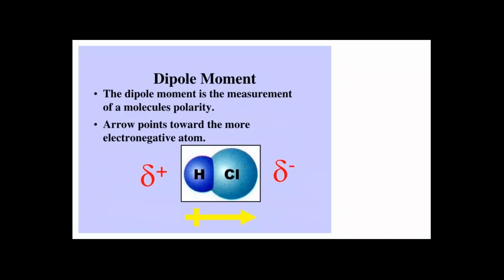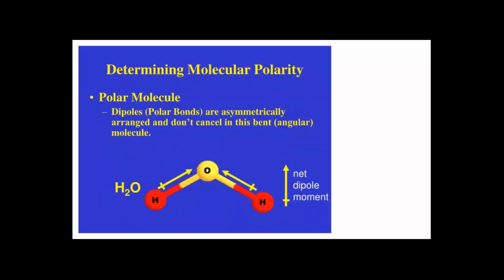This is an example of a polar molecule. The dipole moment is a measurement of a molecule's polarity. So the H is going to be delta positive, and the Cl is delta negative. Determining the molecular polarity. Dipoles are asymmetrically arranged and do not cancel in this bent arrangement in the water molecule. So a water molecule has a bent structure. We're going to look at molecular shapes later on.